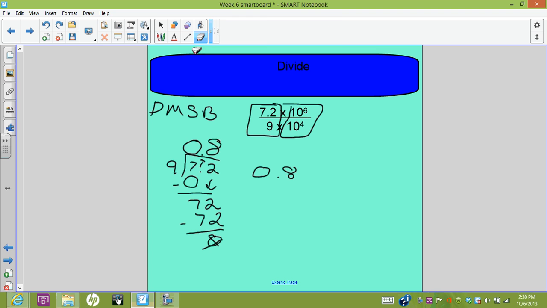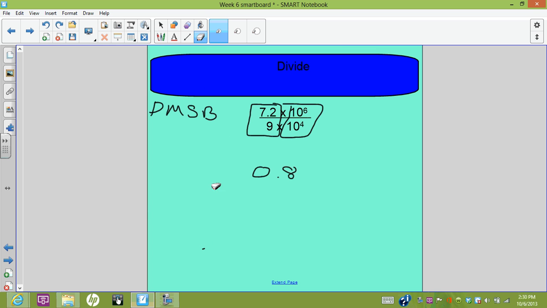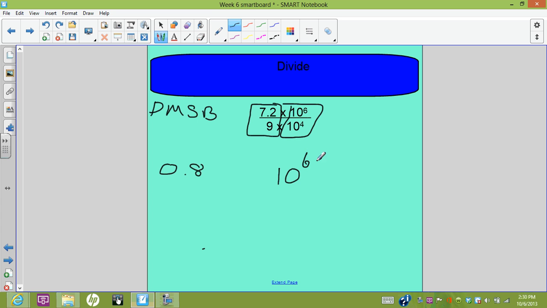I'm going to go ahead and erase this and move that 0.8 over so I have room to divide my exponents. And then we are going to use our rules of exponents to do 10 to the 6th divided by 10 to the 4th. And our division rules are that you subtract the exponents. So it's going to end up being 10 to the 6th minus 4, which is just 10 to the second power.